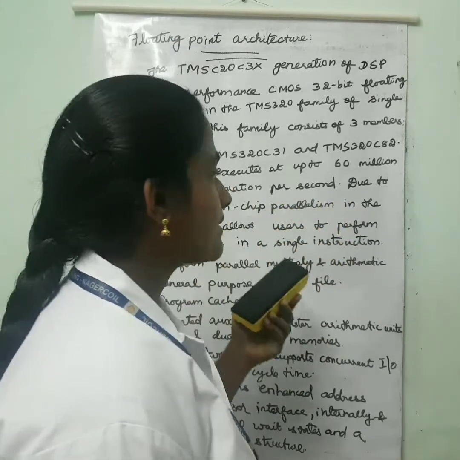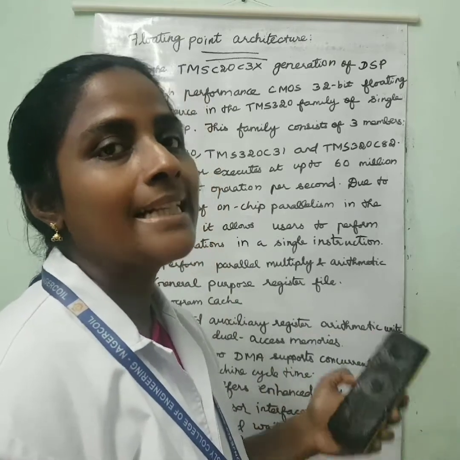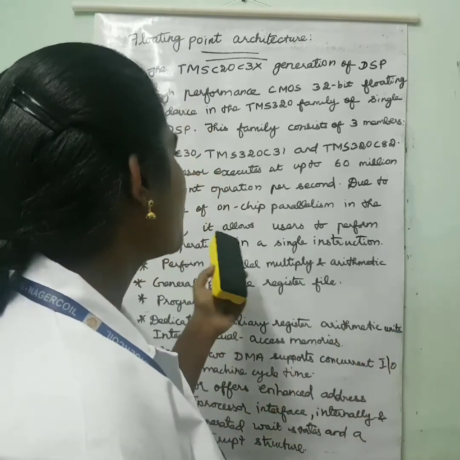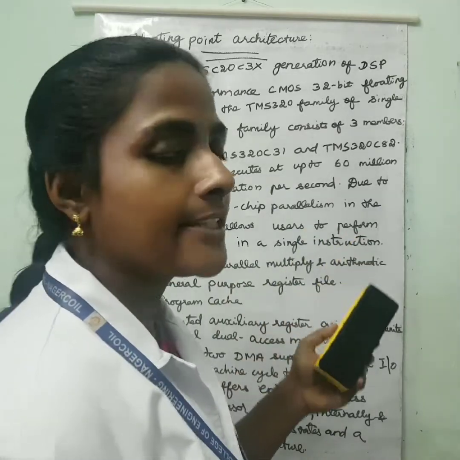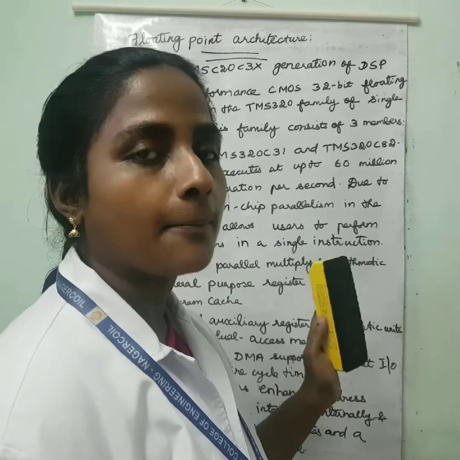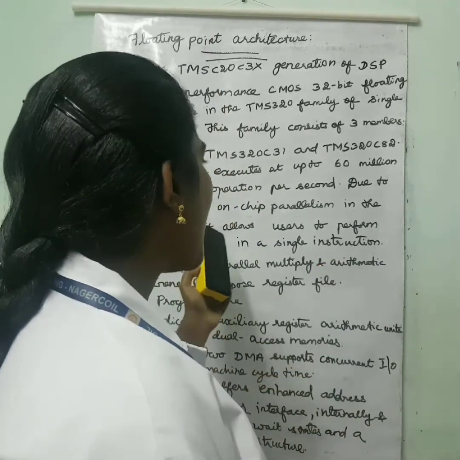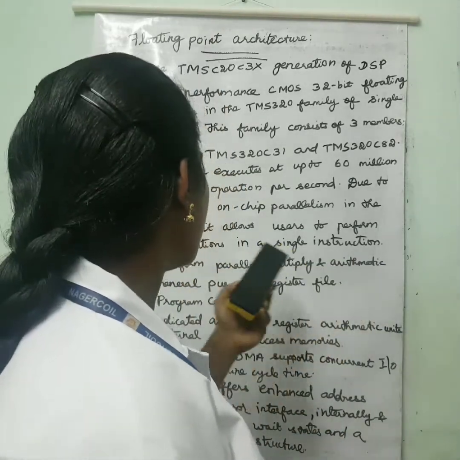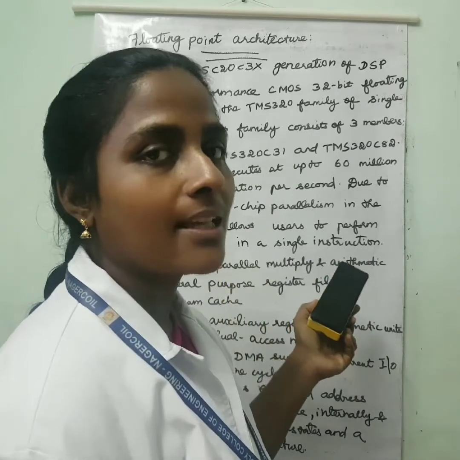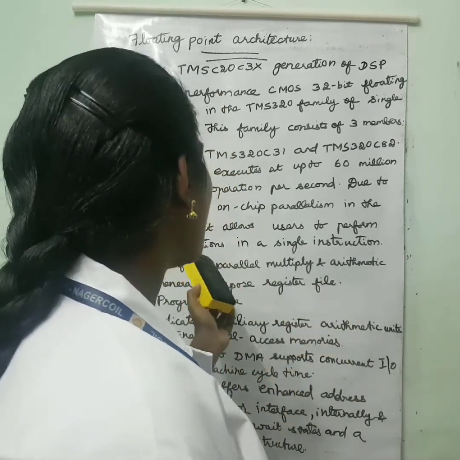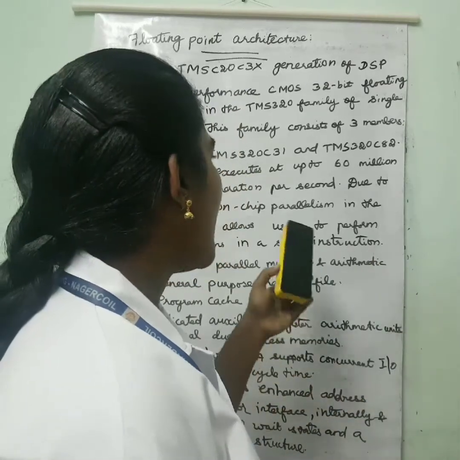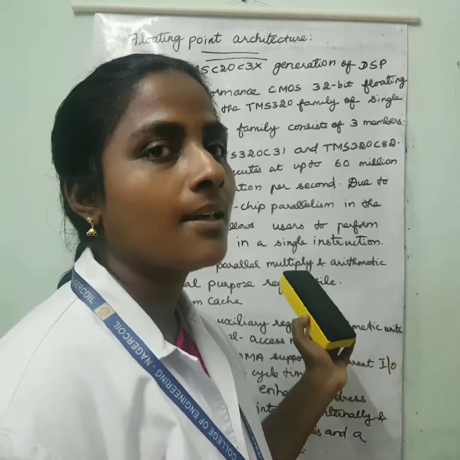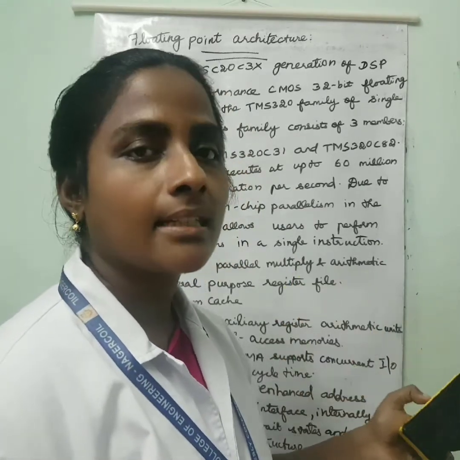This processor can execute up to 60 million floating point operations per second. Due to the high degree of on-chip parallelism in the processor, it allows the user to perform up to 11 operations in a single instruction.